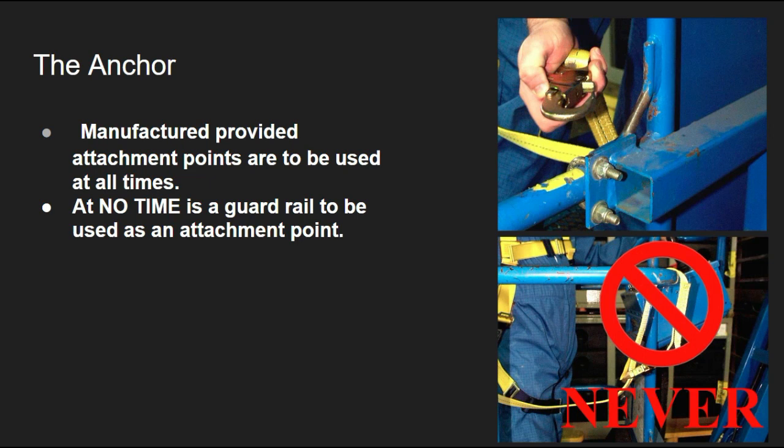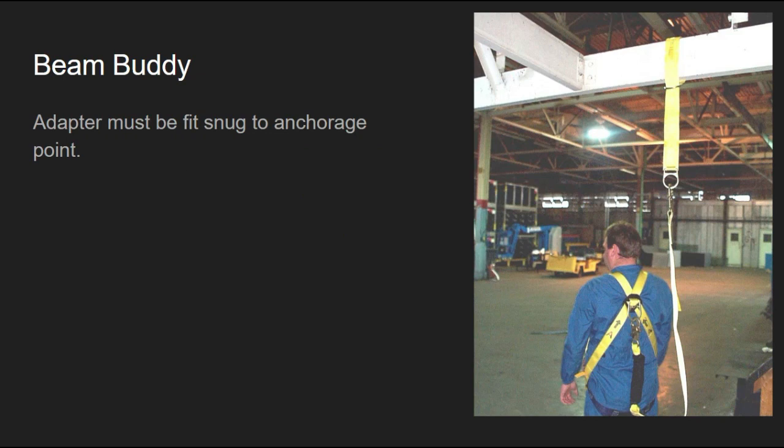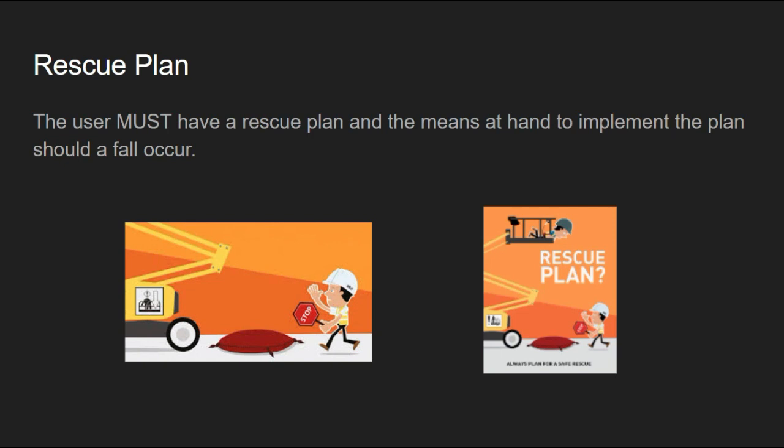The anchor. Manufacturer provided attachment points are to be used at all times. At no time is a guardrail to be used as an attachment point. A beam buddy adapter must be fit snug to the anchorage point. You must have a rescue plan and the means at hand to implement the plan should a fall occur. Check your site-specific plan before operating.